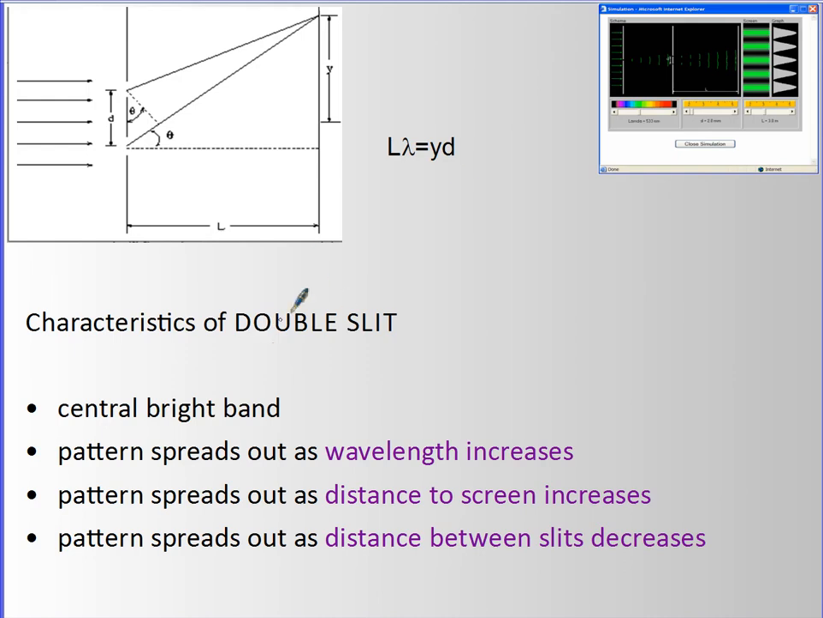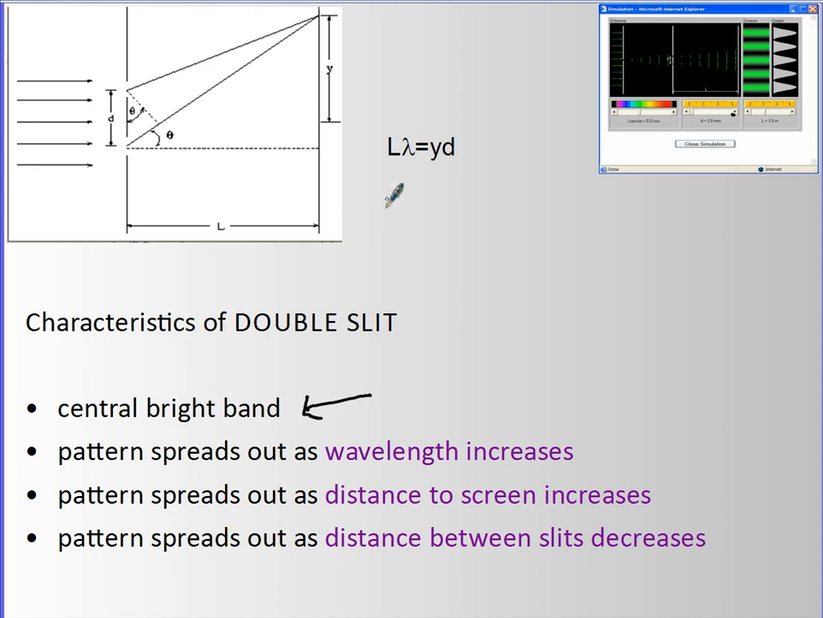Now, characteristics of double slit. You need to know this. We'll go through this simulation in class. But there's a bright central band. As the wavelength increases, the pattern spreads out. As the distance to the screen increases, the pattern spreads out. As the distance between the slits decreases, the pattern spreads out.